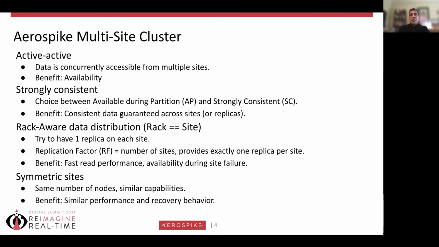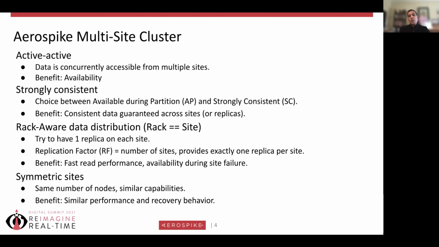And this is a very important thing because it enables two key benefits, two key properties of multi-site cluster. One is fast read performance. Because now that you have all the data available on each site, the reads can be local. And that means they can be very fast as opposed to having to go to another site, which could be geographically distant. And that makes a lot of difference in terms of read performance.